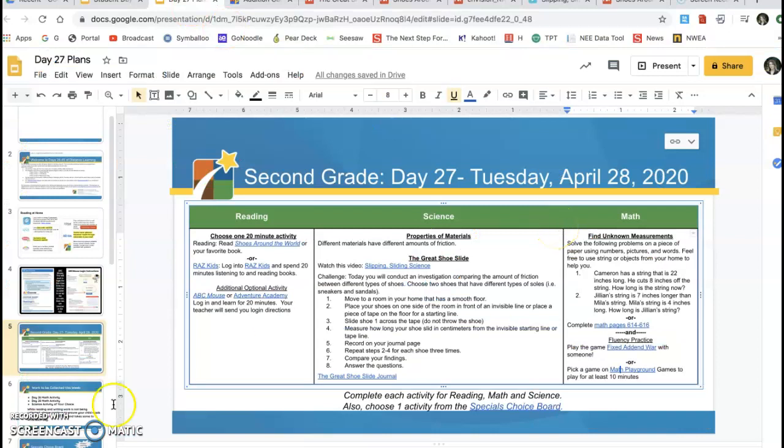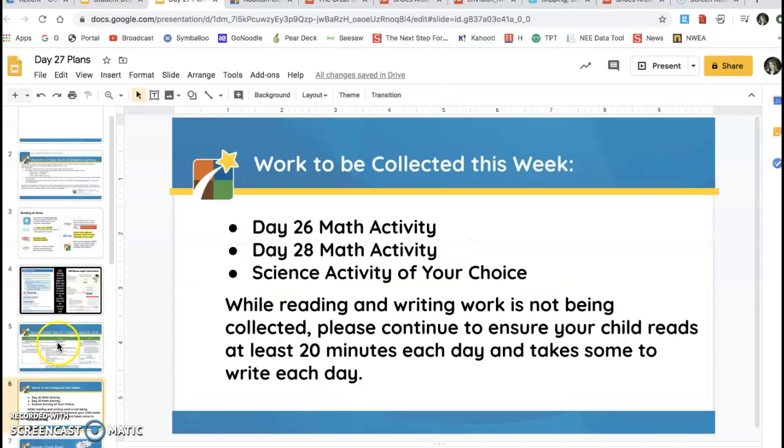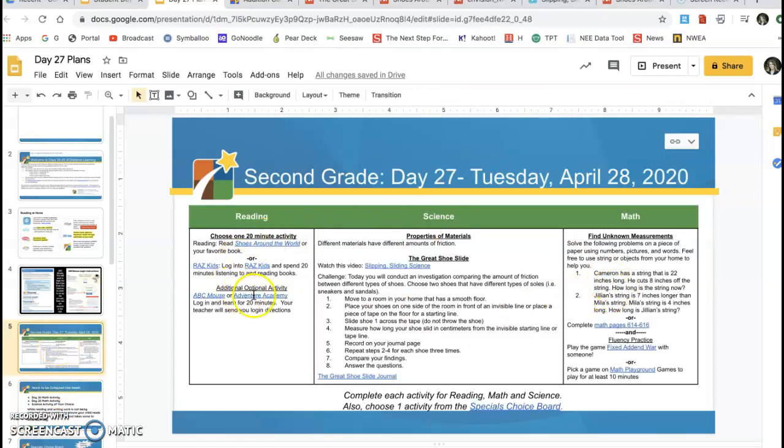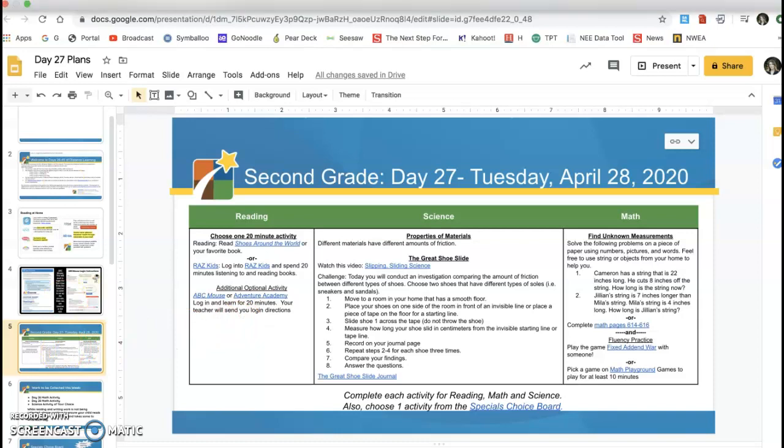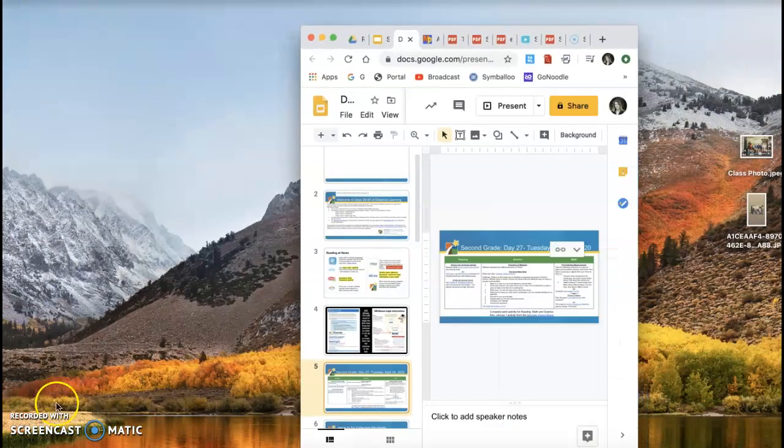So that is it for day 27. Nothing is officially due today, so have some fun, take some time, no stress about this. Just make sure your child is doing these activities to stay on track and keep in that learning mindset. Thank you so much for all of your hard work, and I hope you guys have a terrific Tuesday.